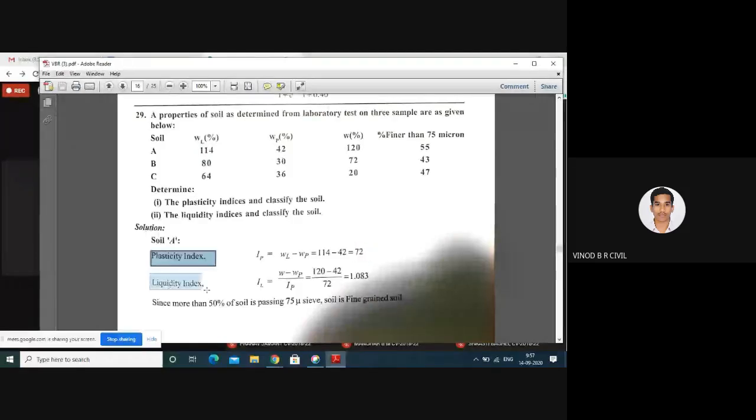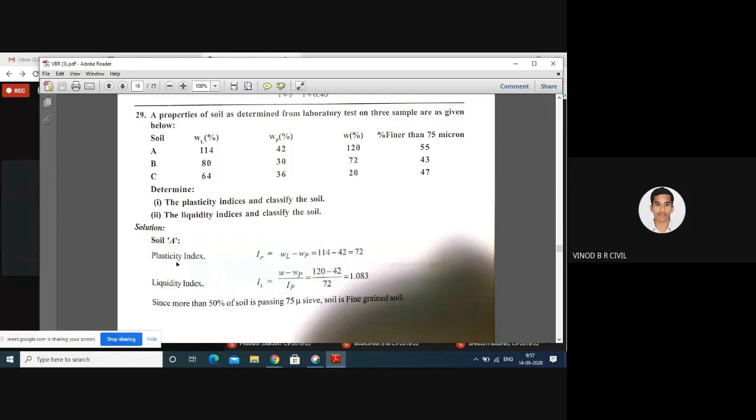Next is the liquidity index, denoted by IL. IL is equal to water content 120 minus plastic limit 42, divided by IP. IP is the plasticity index, that is 72. Therefore, the liquidity index is equal to 1.083. Okay, once again I will repeat these steps.